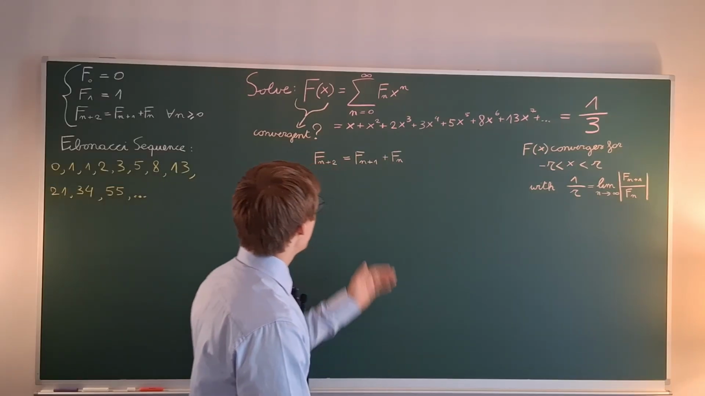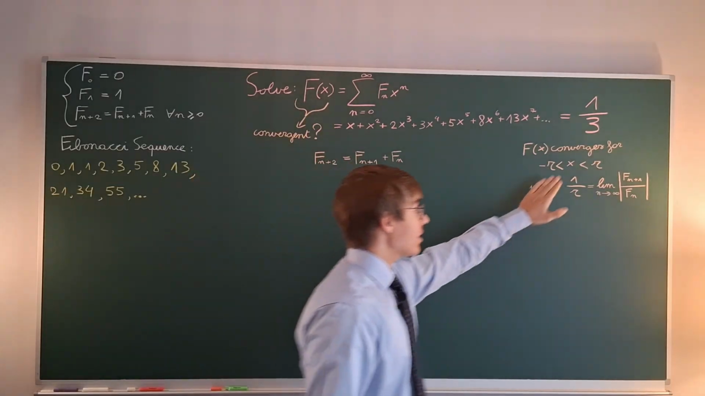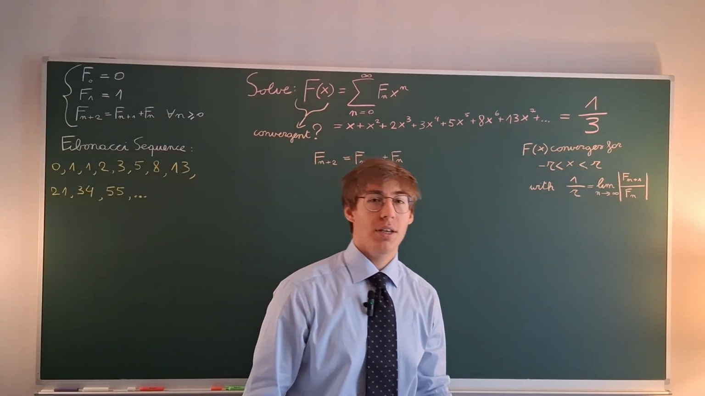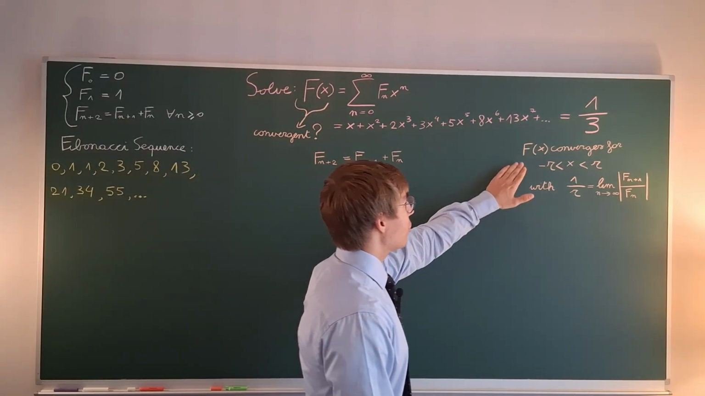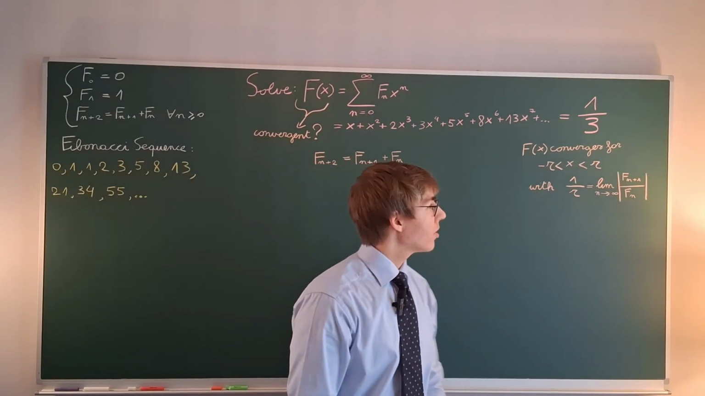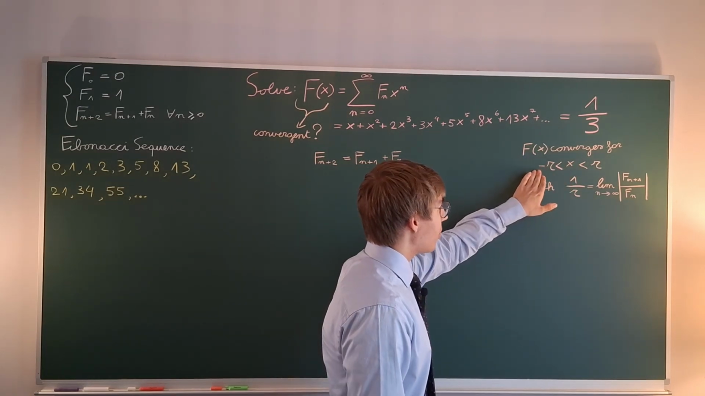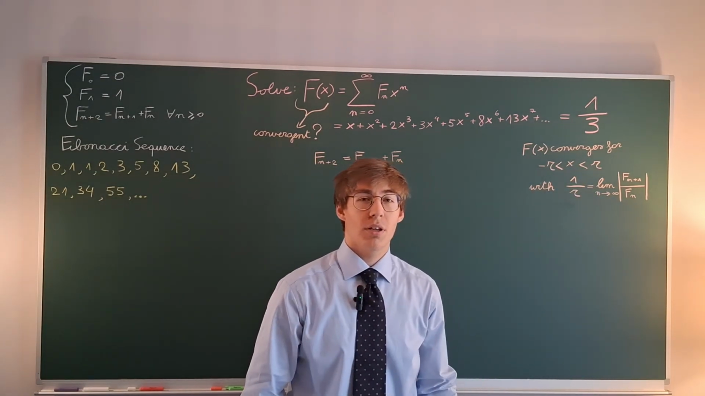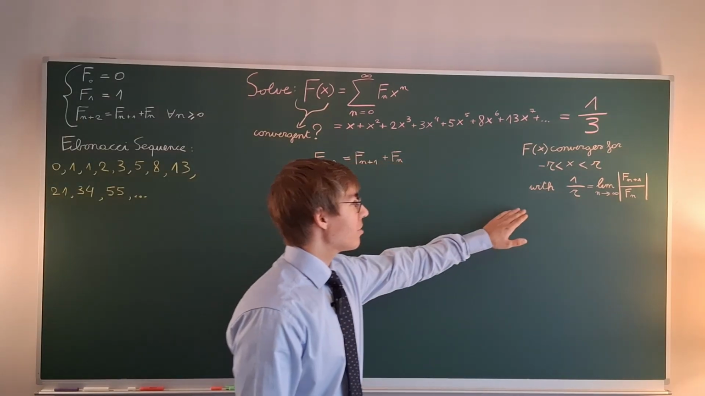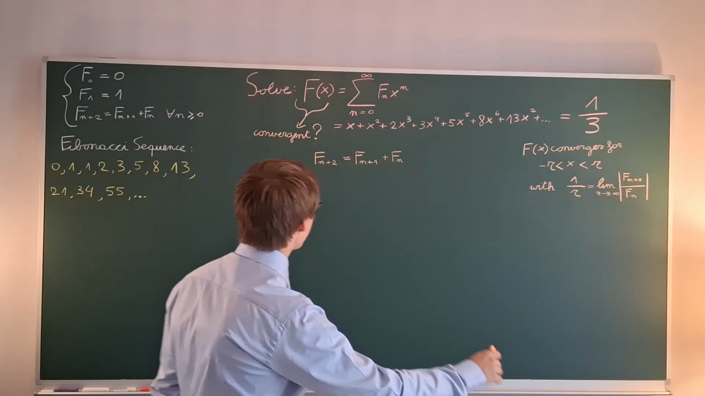Now the first thing we will do is see which values of x can in fact be a solution, since f of x is equal to 1 over 3, so it is convergent. But a power series only converges for the following values. x has to lie between minus r and r, where r is defined as follows. So let's first calculate the radius of convergence.